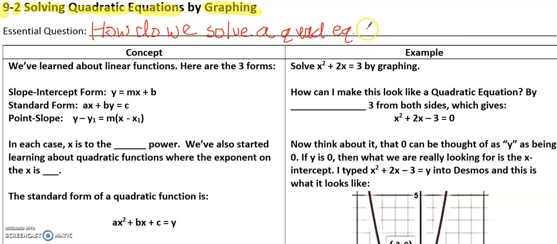Quad EQ by graphing. That's literally our essential question.